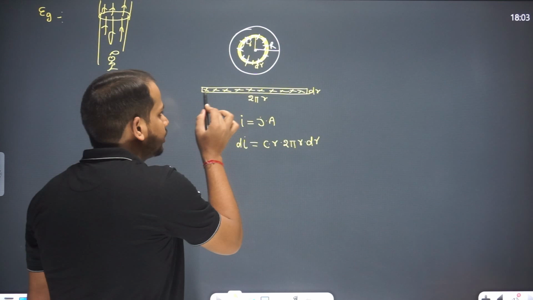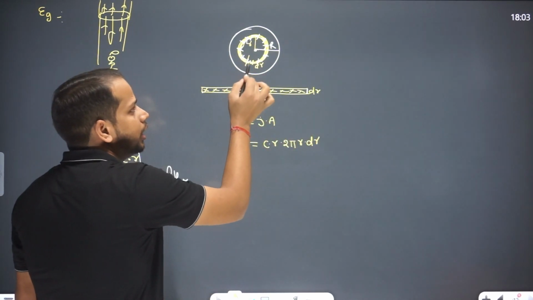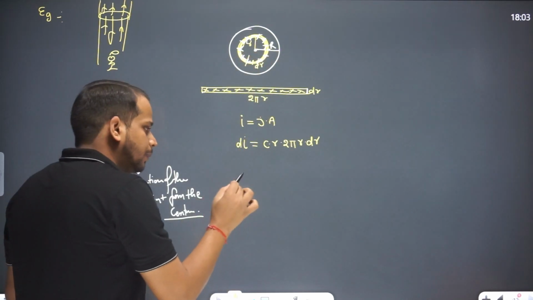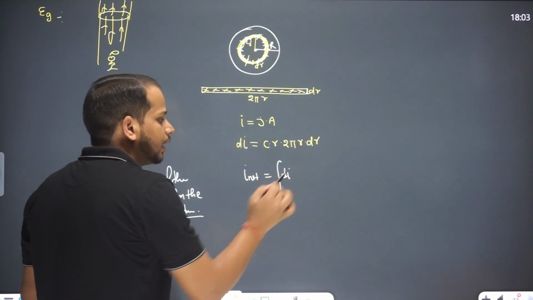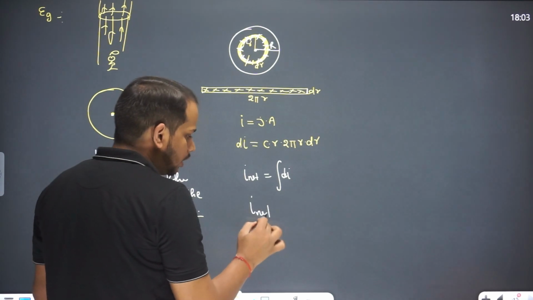Because this length is 2 pi r, and dr is here. This is the area of this element over here. So this is dI. If we have to find out the I net, then what do we have to do? Can we integrate it directly? Current is a scalar quantity, right? So when we integrate it, what's the result we have?